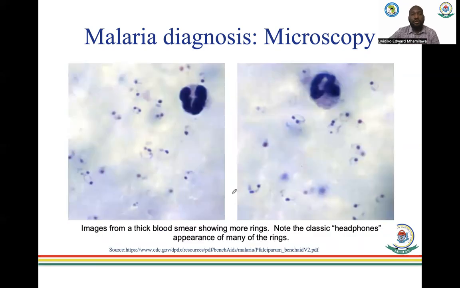And this is an image of a microscopy thick smear, where you could see classic headphone-like signet rings of the Plasmodium falciparum parasites here, and you can count them against the white blood cells. So in this case, you would have 1, 2, 3, 4, 5, 6, 7, 8, 9, 10, 11, and then you go up until you finish 200 white blood cells.